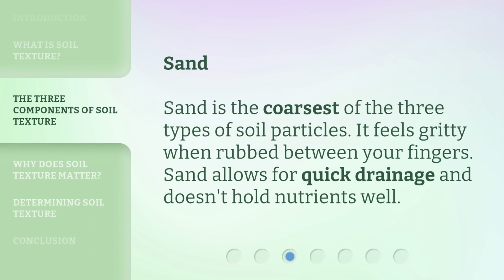Sand. Sand is the coarsest of the three types of soil particles. It feels gritty when rubbed between your fingers. Sand allows for quick drainage and doesn't hold nutrients well.